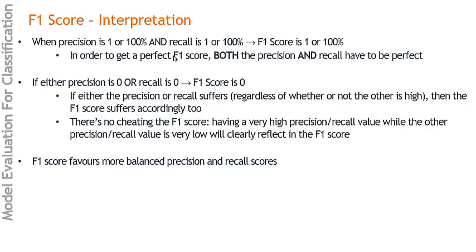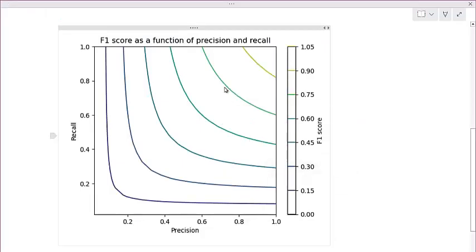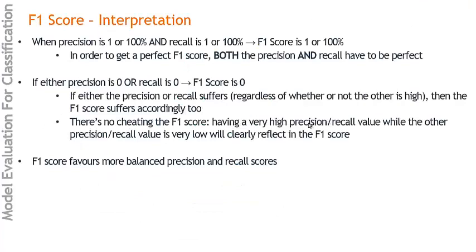Now, of course, to get perfect F1 score, both precision and recall have to be perfect. If either one of the precision or recall is 0, the F1 score is 0. You can see that here in the graph that despite the very good recall, if the precision is close to 0, the F1 score is going to be close to 0. So there's no cheating. You have to perform at least to some extent in both precision and recall.